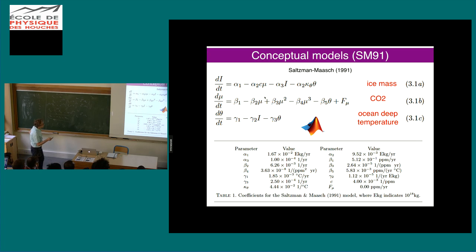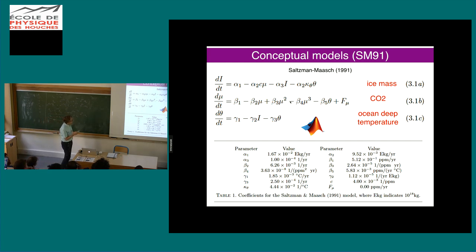Now, to get a little bit of a feeling for what is contained in the equations: when CO2, mu, goes down, you would expect that the ice sheets grow, right? It gets colder and they grow. So all those mechanisms are sort of included here. The alpha 1 and all the other parameters are constants. You're not interested in how all those constants are determined. That's all in the Saltzman-Maasch paper. Not going to discuss that.